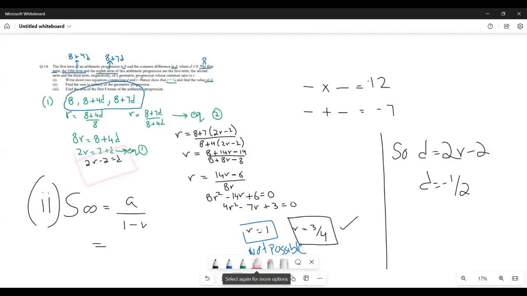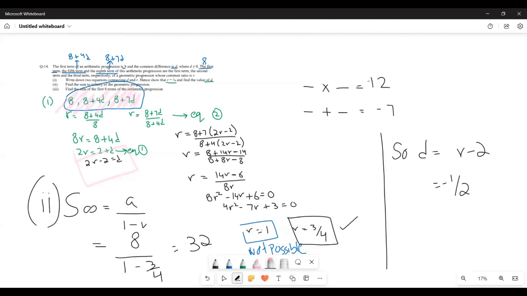Your GP is written in terms of d. From this you can tell a. What is a? Plus 8. And r you have already found in part 1, which is 3/4. So tell me, what's the sum to infinity? 32.